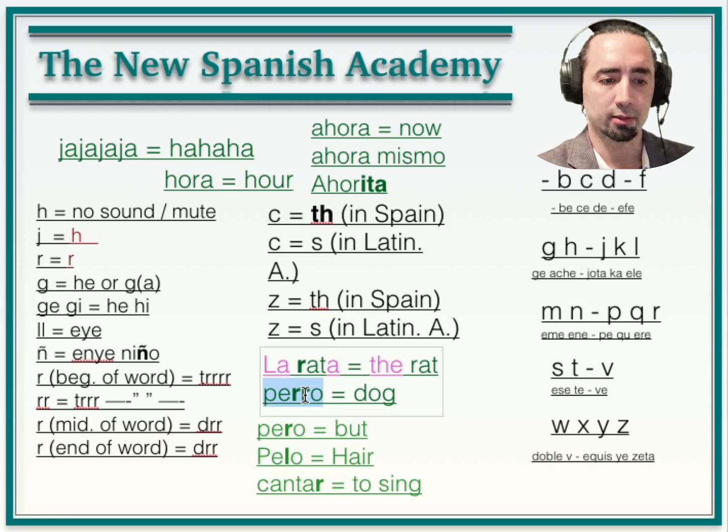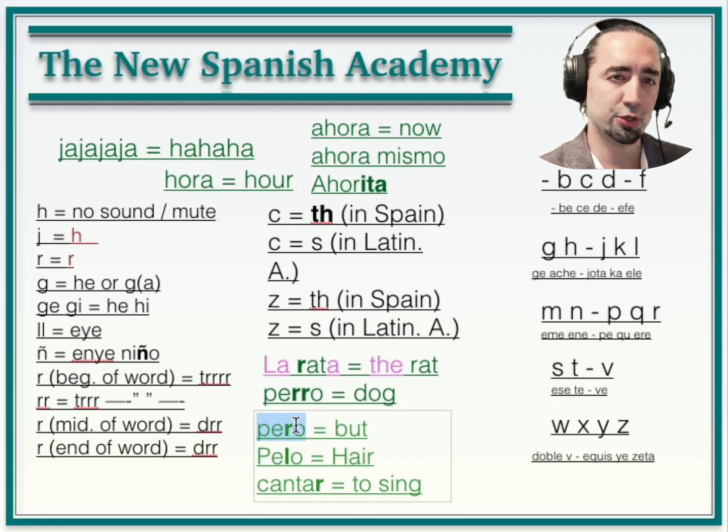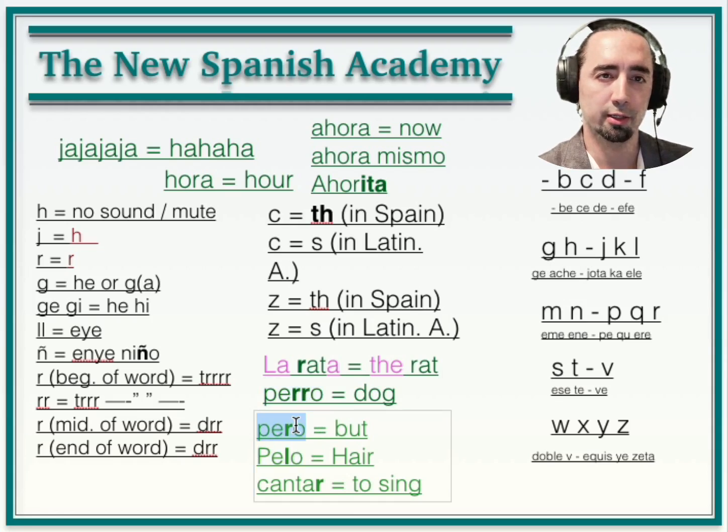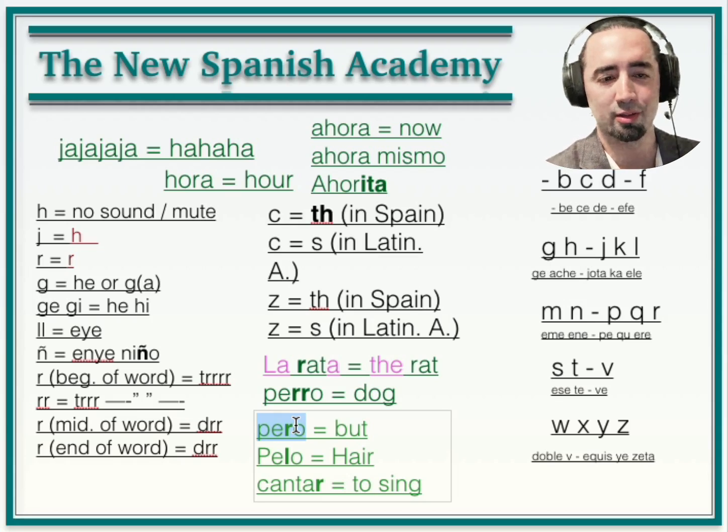And practice the tr. Now, another trick is when you say little, instead of a T, use a D. And then you can say pero.